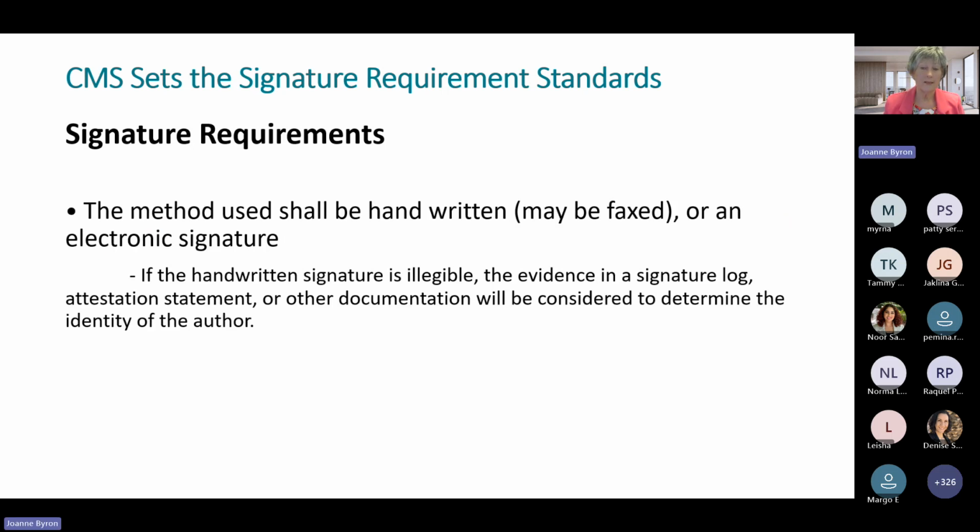Signature requirements: the standard is either a handwritten legible signature, or if it's illegible, the organization can produce a signature log to identify who the author is. We're going to review signature logs, when and how to create them before we're done, along with the attestation statement that CMS allows.